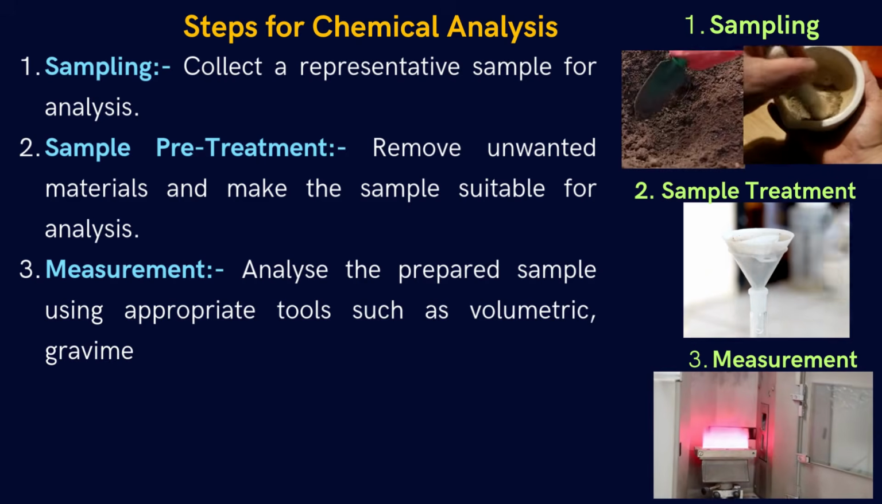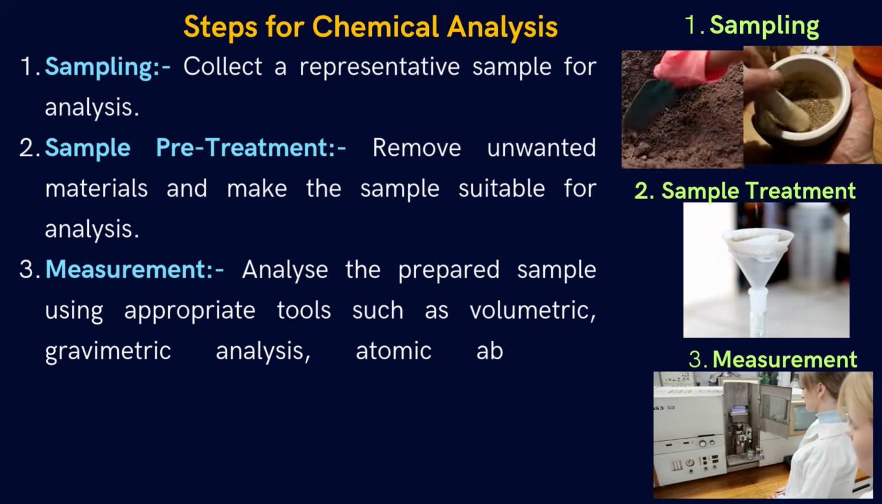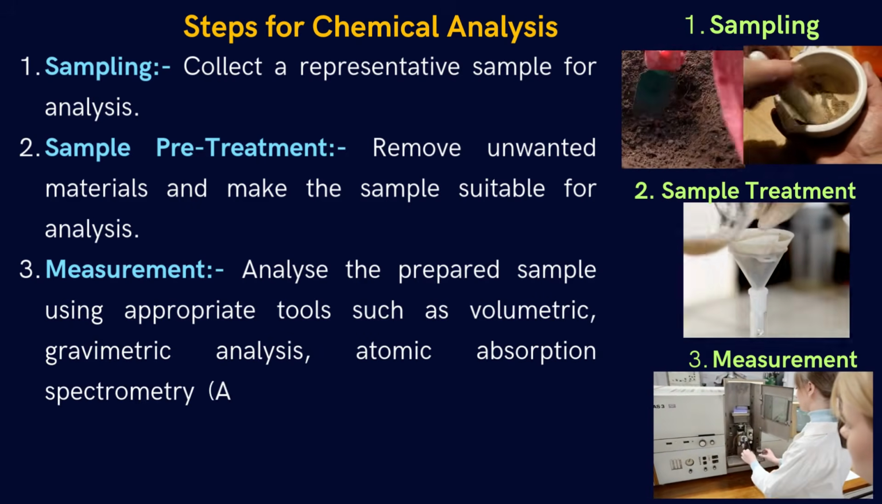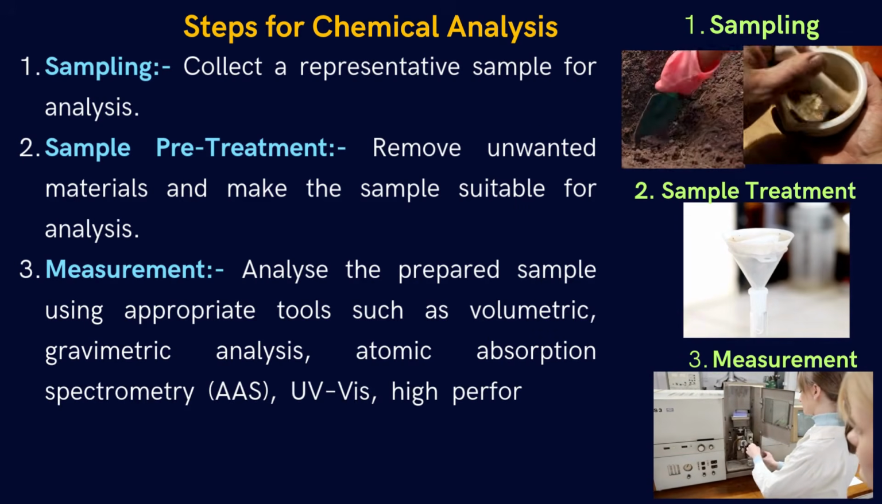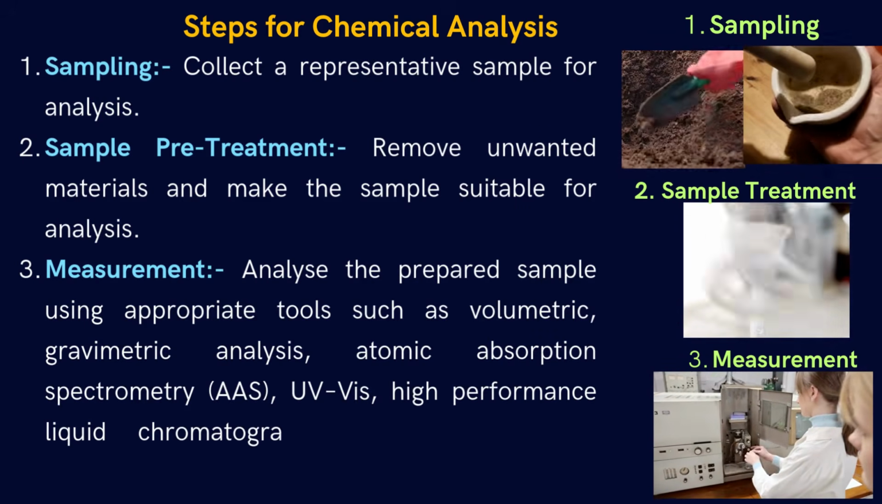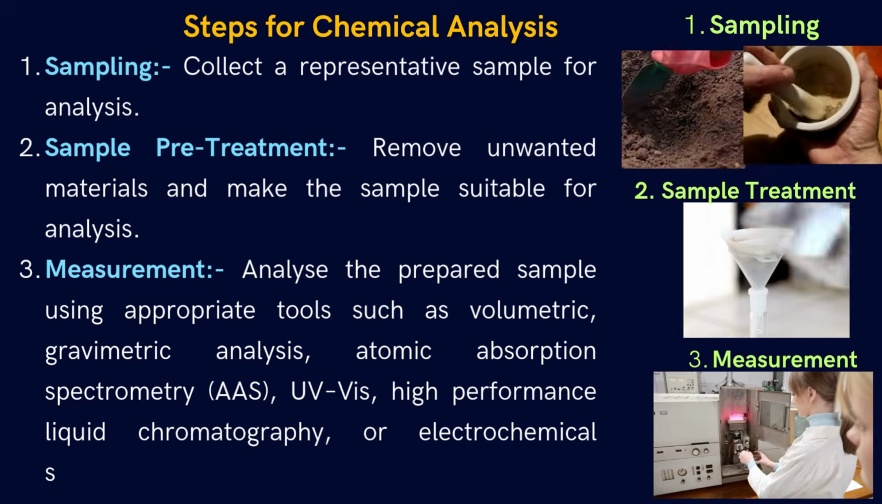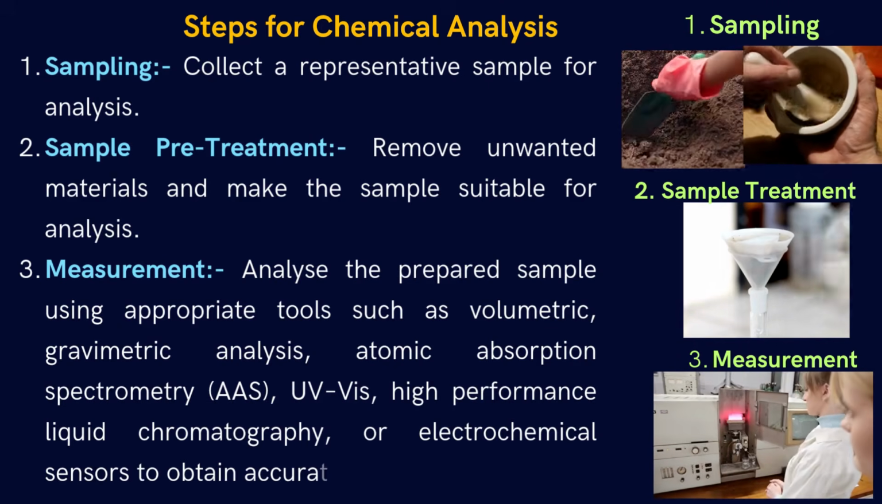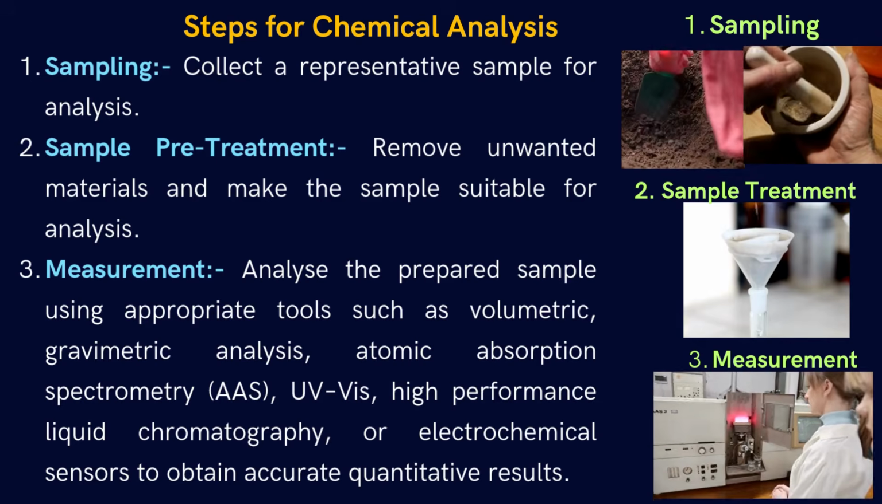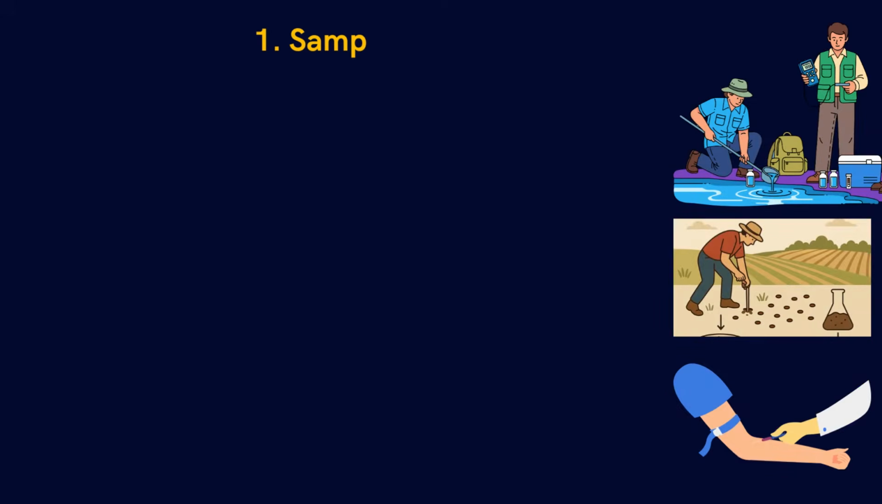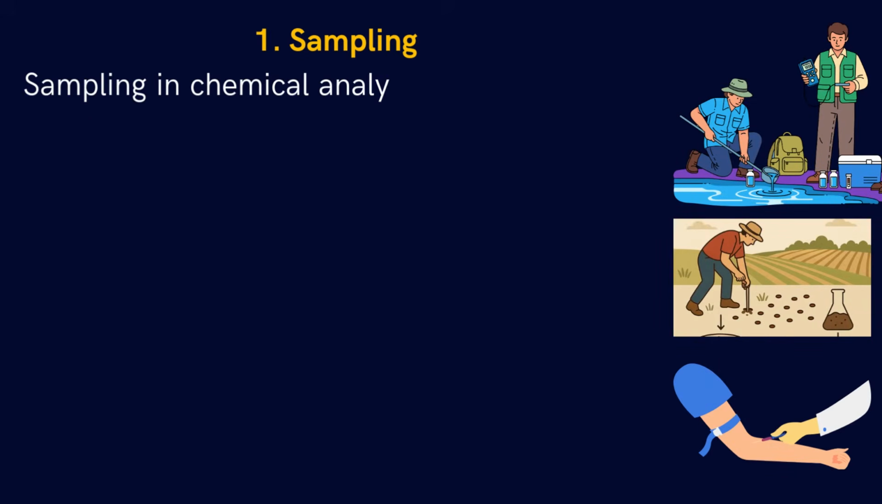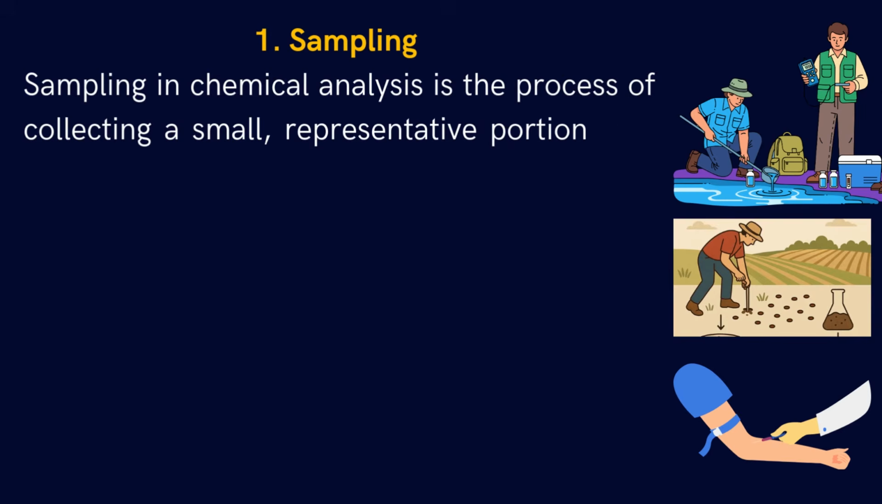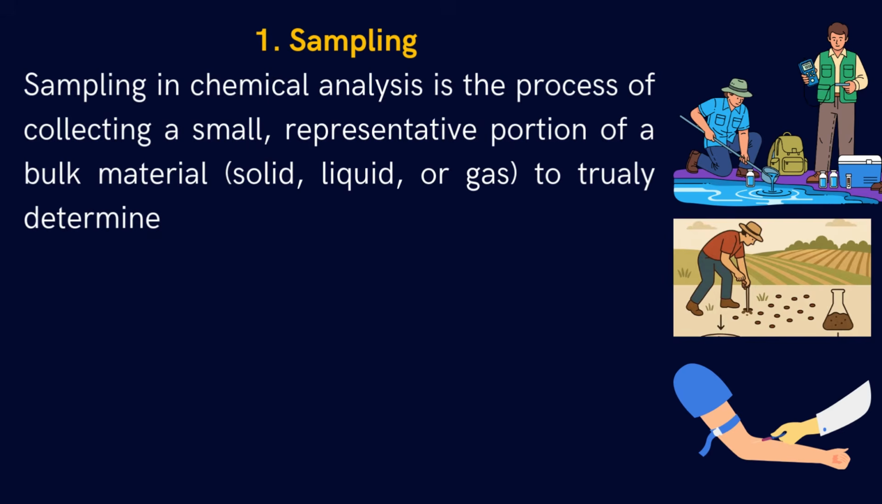Third step is measurement: analyze the prepared sample using appropriate tools, volumetric, gravimetric, atomic absorption spectrometry, UV-visible spectrophotometry, high-performance liquid chromatography, or electrochemical sensors to obtain accurate quantitative results. Let us see the first step of chemical analysis, sampling. Sampling in chemical analysis is the process of collecting a small, representative portion of a bulk material, solid, liquid, or gas, to truly determine its chemical composition.